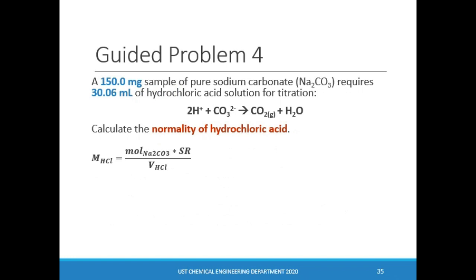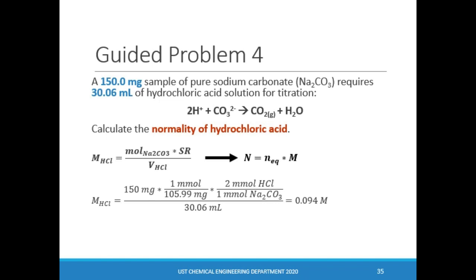We can also solve this problem using molarity calculations and then just convert the obtained molar concentration of HCl to normality using the relationship normality is equal to the factor N times molarity. So to solve for the molar concentration of HCl, first, we must determine the millimoles of sodium carbonate by dividing the given mass of the sample by the molar mass of sodium carbonate. Then, we multiply this by the stoichiometric ratio of 2 millimoles HCl to 1 millimole of sodium carbonate.